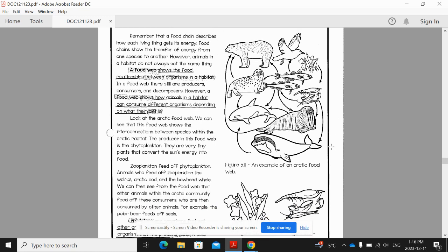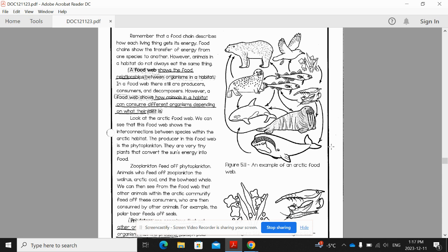Remember that a food chain describes how each living thing gets its energy. Food chains show the transfer of energy from one species to another. However, animals in a habitat do not always eat the same thing. A food web shows the food relationships between organisms in a habitat. In a food web, there are still producers, consumers, and decomposers. However, a food web shows how animals in a habitat can consume different organisms depending on what their diet is.